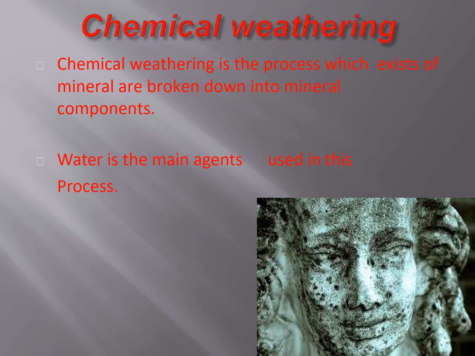Chemical weathering is the process which exists in living organisms and where breakdown of minerals and rocks into smaller components takes place, and this is a permanent change. Water is the main agent used in the process of weathering.